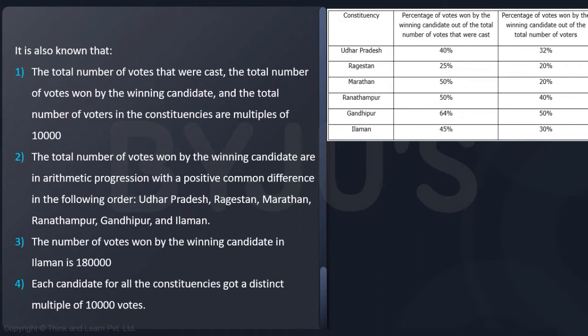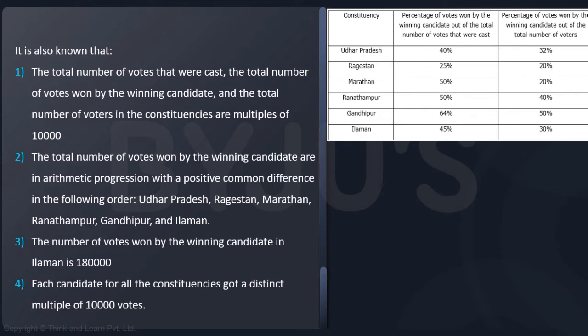Now, the total number of votes that were cast, the total number of votes won by the winning candidate, and the total number of voters in the constituencies are all multiples of 10,000. The total number of votes won by the winning candidates are in arithmetic progression with the positive common difference in the order, the same order that I've written. So if this is A plus D, it's an ascending progression, because they are saying the common difference is positive.